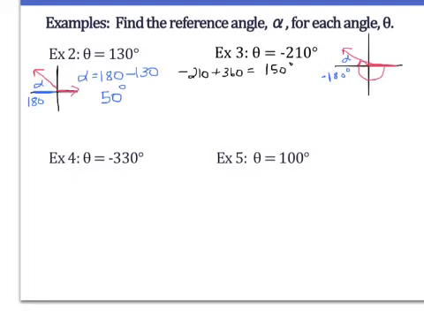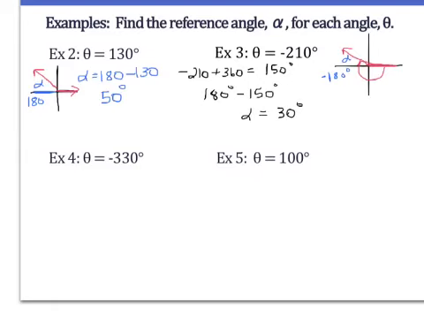Okay, so as we learned on the previous screen, coterminal angles have the same reference angle. And then once you do that, then you can subtract from your nearest x-axis. And this gives us an alpha of 30 degrees.